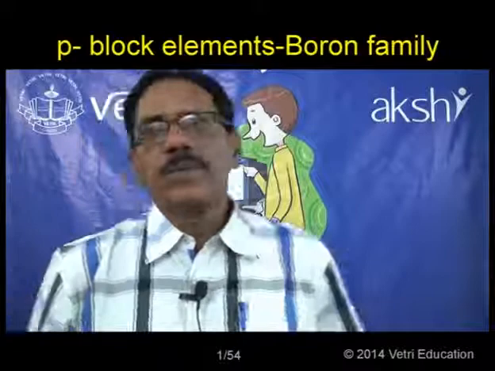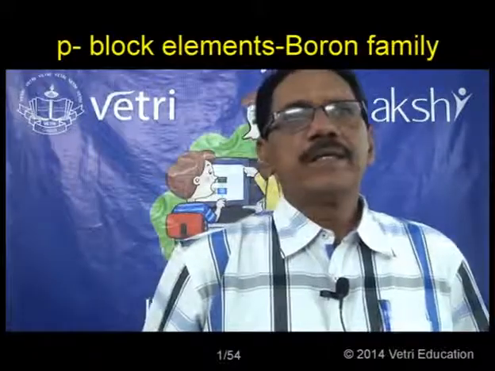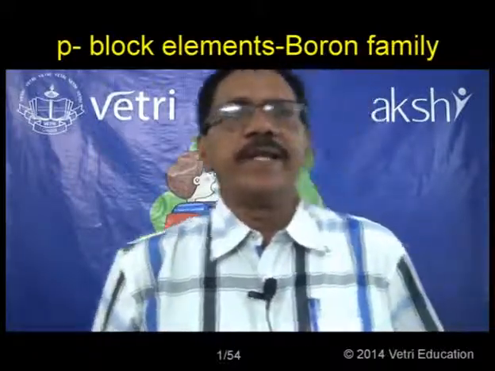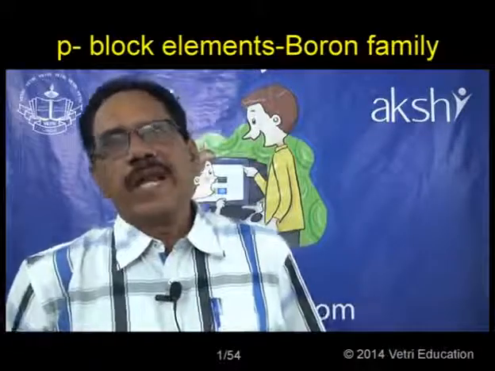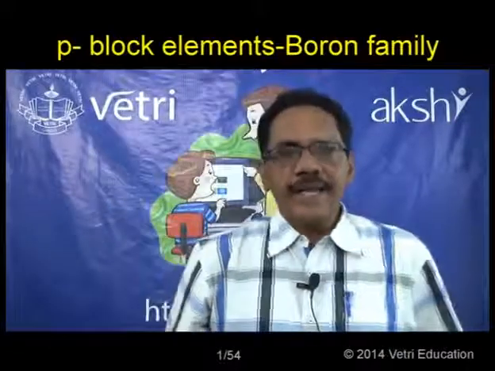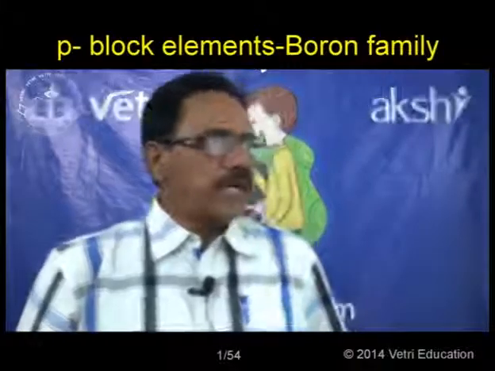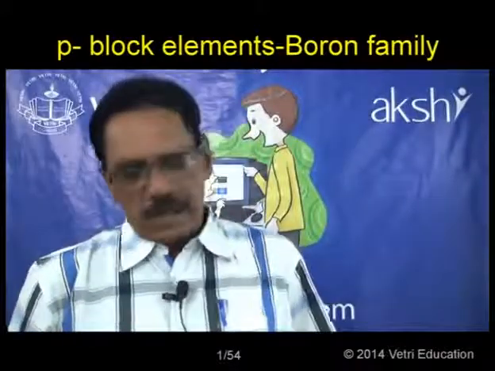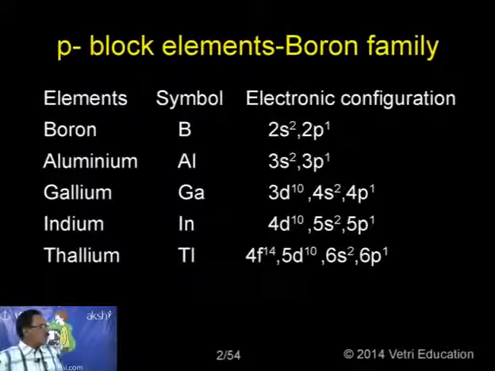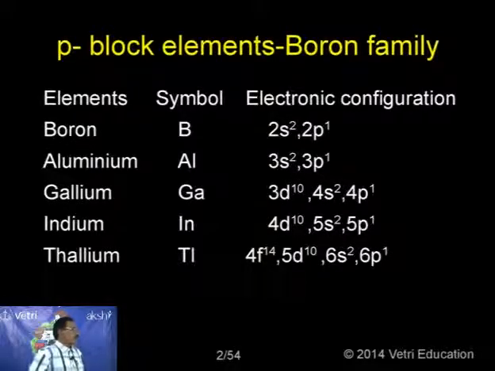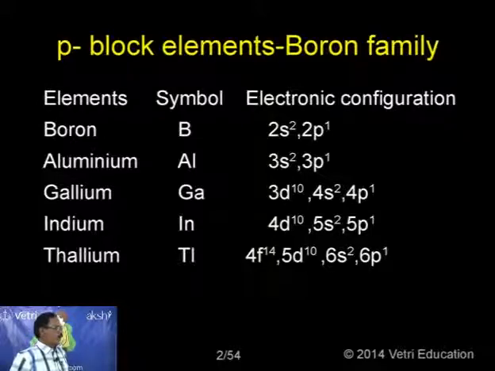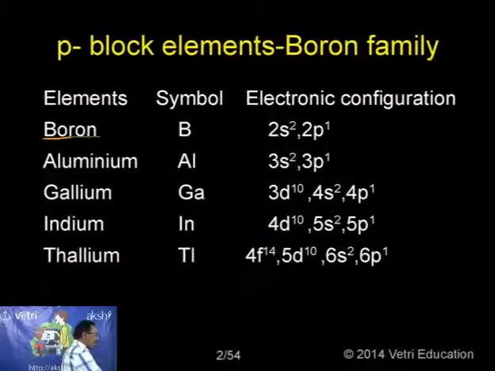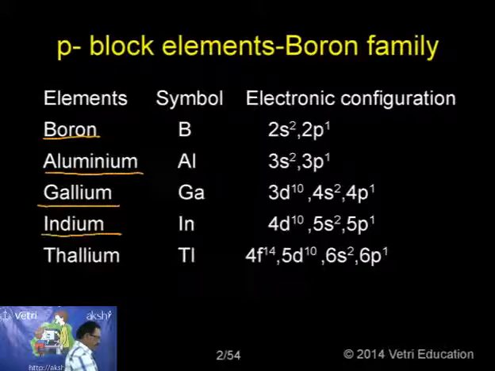Specific examples: boron family, carbon family, oxygen family, nitrogen family, halogen family, and inert gas elements. Here, let me concentrate first on the boron family. What is the boron family? The elements included in the boron family are boron, aluminium, gallium, indium, and thallium.